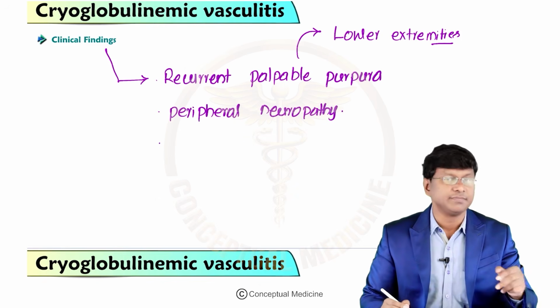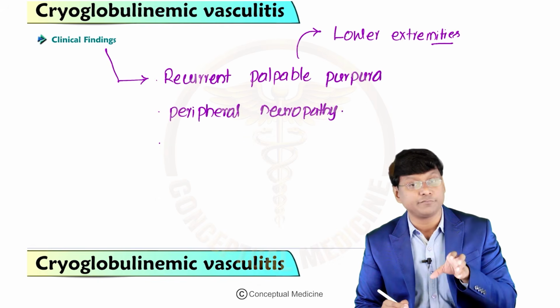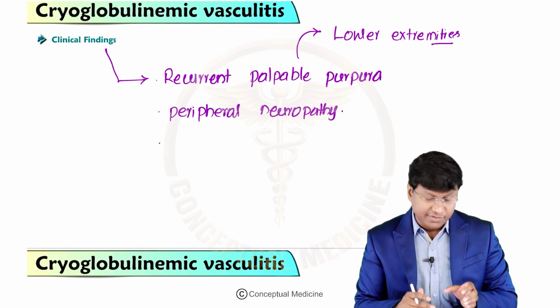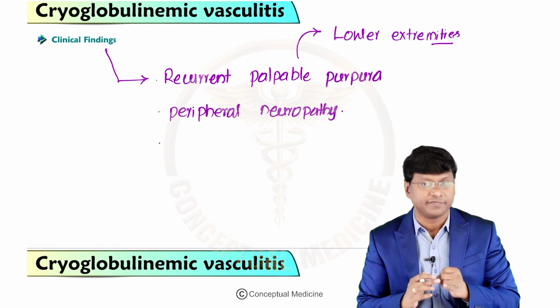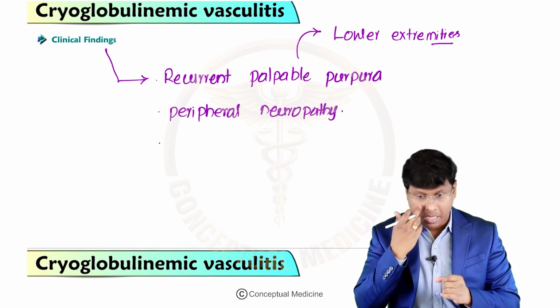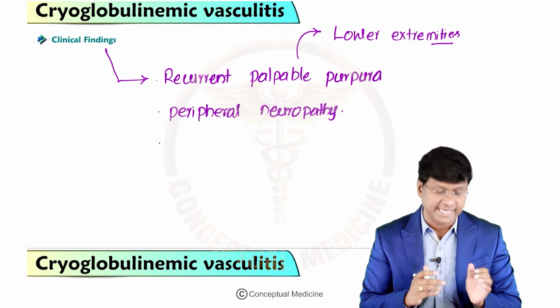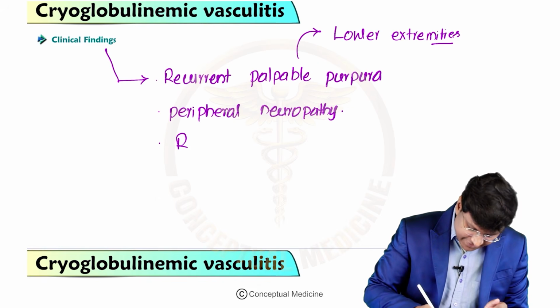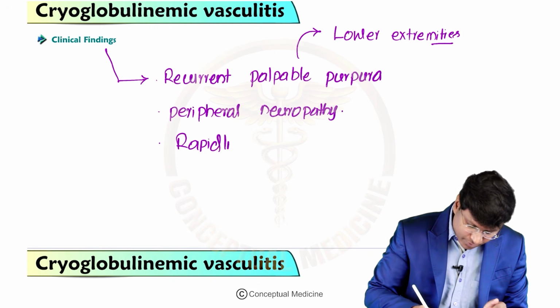Next, apart from these two, these patients also have involvement of the kidney. This involvement of the kidney will be in the form of a proliferative glomerulonephritis, which may develop and manifest as rapidly progressive glomerulonephritis.